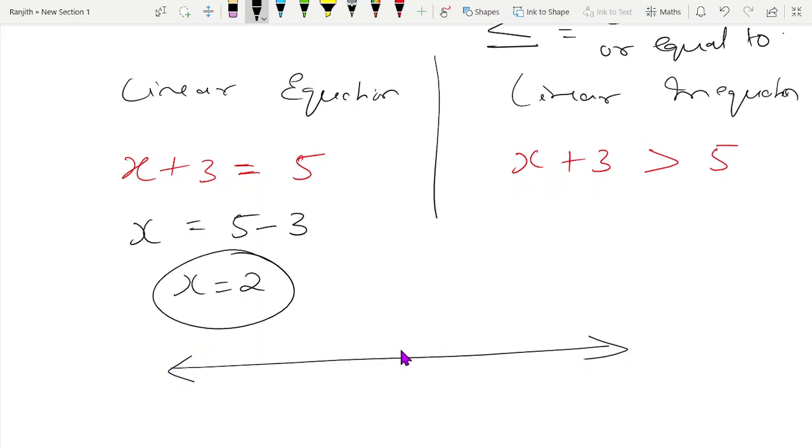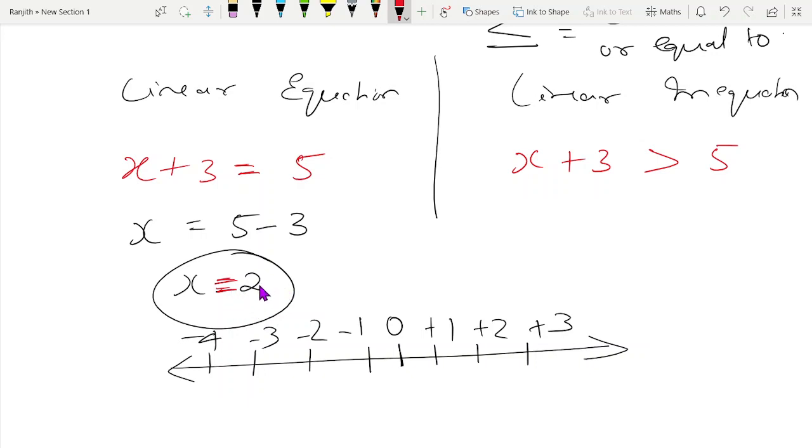In this concept, look here. I'll draw a number line. You will remember the number line which has integers 0, positive 1, positive 2, plus 3, and on the left hand side you'll have minus 1, minus 2, minus 3, minus 4. It goes on. What is exactly the value of x? Sir, 2. Positive or negative? Positive. So x is exactly plus 2. If you plot the linear equation on a graph, this is the exact value.